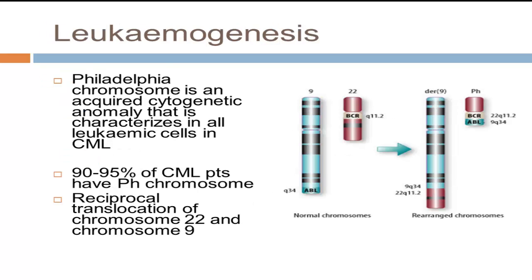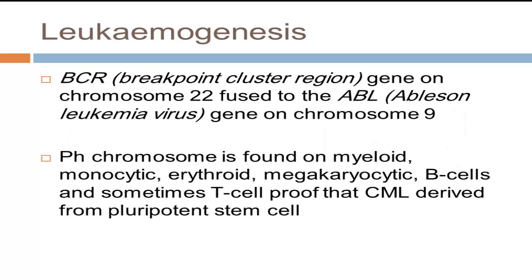Leukemogenesis. Philadelphia chromosome is an acquired cytogenetic anomaly that is characterized in all leukemic cells in chronic myeloid leukemia. 90 to 95% of chronic myeloid patients have Philadelphia chromosome. Reciprocal translocation of chromosome 22 and chromosome 9. BCR, a gene on chromosome 22, fused to the ABL gene on chromosome 9. Philadelphia chromosome is found on myeloid, monocytic, erythroid, megakaryocytic, B cells, and sometimes T cell. Proves that chronic myeloid leukemia is derived from pluripotent stem cell.